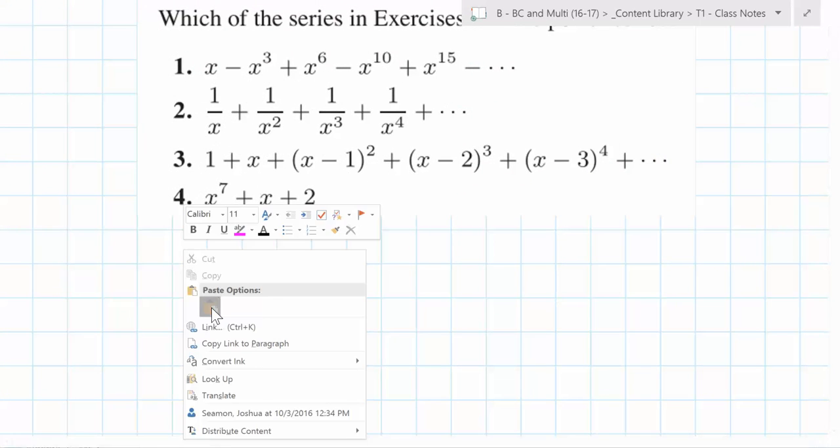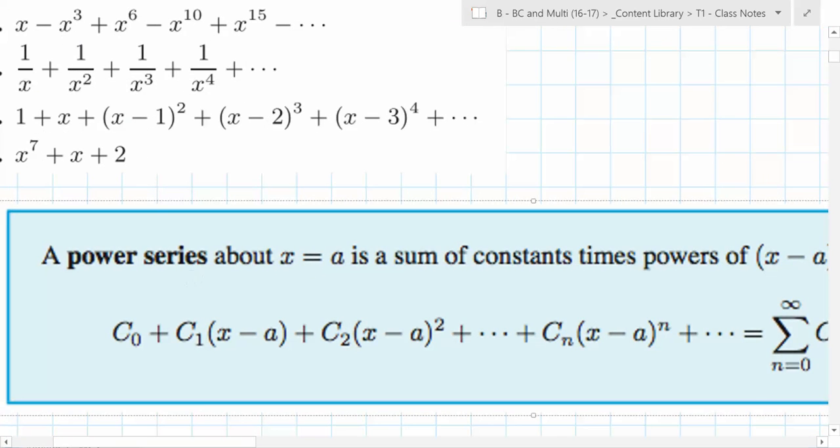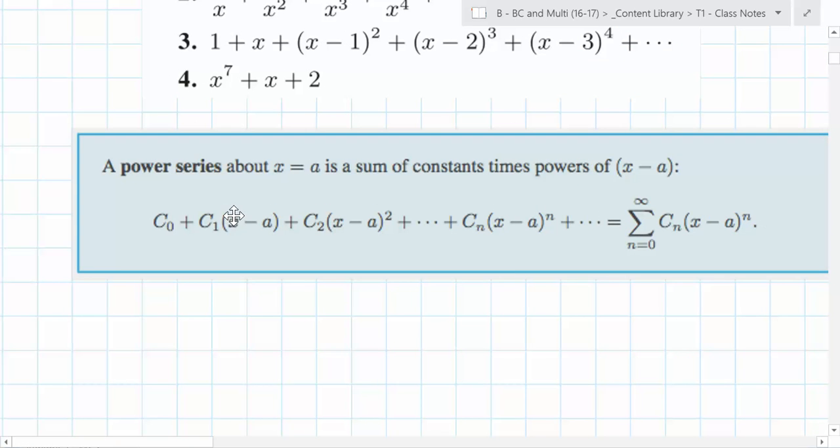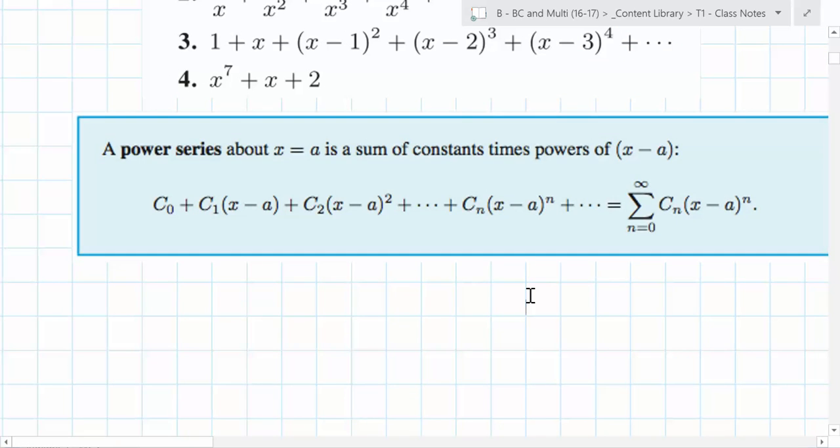Here it is. Paste. Awesome. There it is. There's your definition of a power series. A power series about x equals a is a sum of constants times powers of x minus a. So you now know that it is a yes. So therefore, it's going to be a series of constants times x minus a.